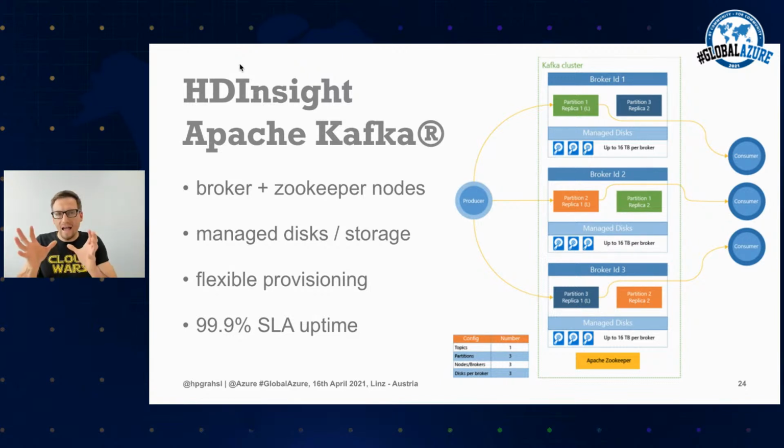So Zookeeper as an additional component to run next to Kafka brokers will be gone in the near future. But today it's still there. And what we get is a deployment that typically starts with 3 nodes for each. So we get at least 6 worker node VMs for HDInsight. And in addition to that, we get managed storage, managed disks that can grow in size up to 16 terabytes per broker.